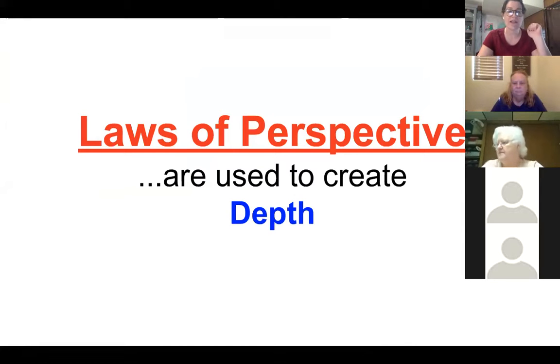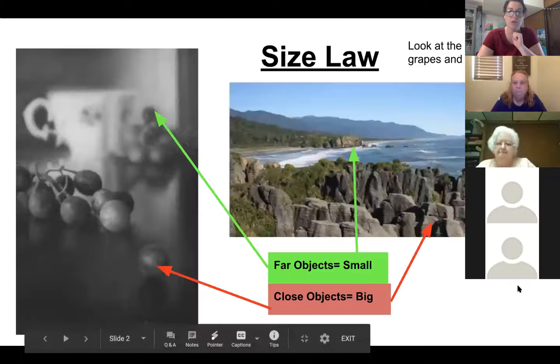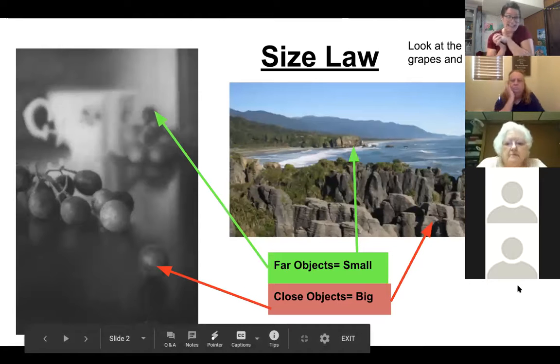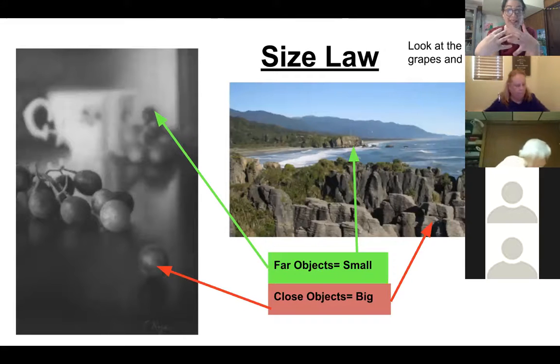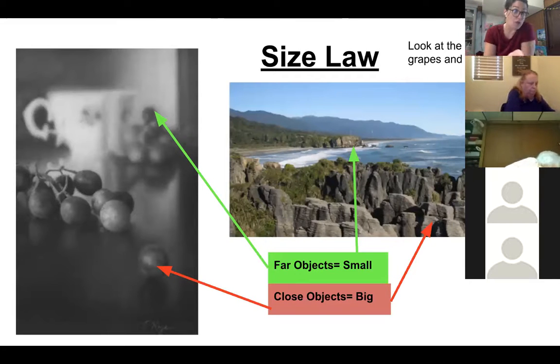So just laws of perspective, the whole idea is these are techniques that you can use in your drawing and painting to create depth. So the first thing is the size law. And this whole idea that things that are closer to us appear bigger because we're closer to them, right? And things that are further away get smaller.